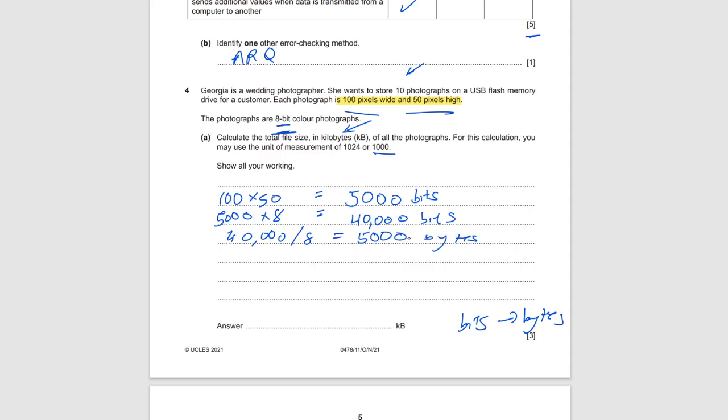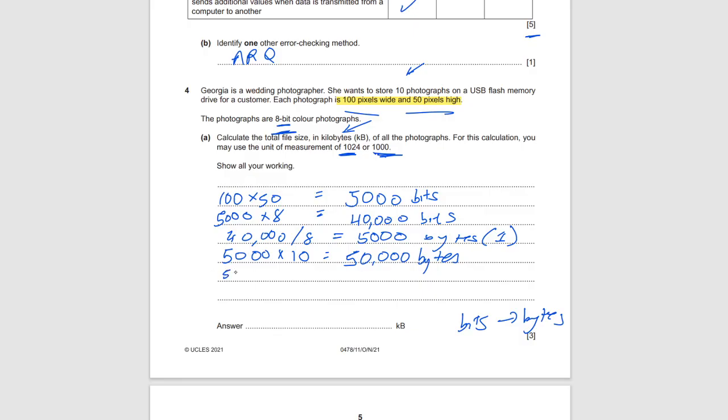Now, 5,000 bytes is only for one photograph. We need it for 10 photographs. So we have to do 5,000 times 10. This will give us 50,000. Now, 50,000 is in bytes. That would be the answer in bytes, but we want it in kilobytes. And they have said you may use the measurement of 1024 or 1000. So I can divide this by 1000, or I can divide this by 1024.